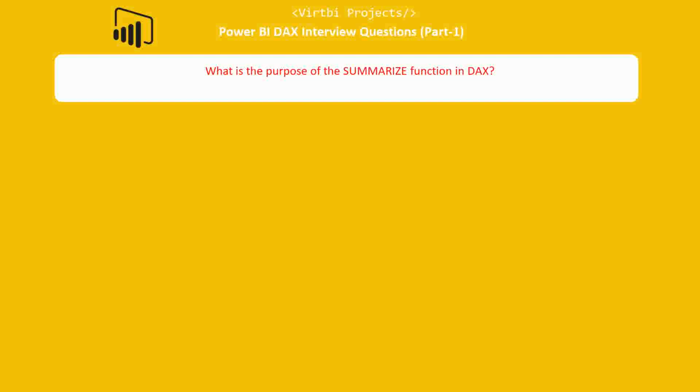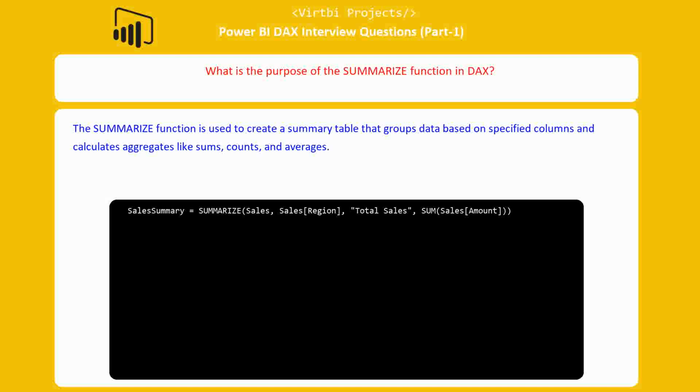What is the purpose of the SUMMARIZE function in DAX? The SUMMARIZE function is used to create a summary table that groups data based on specified columns and calculates aggregates like sums, counts, and averages. In this example, SalesSummary creates a summary table grouping sales data by region and calculating the total sales amount for each region.